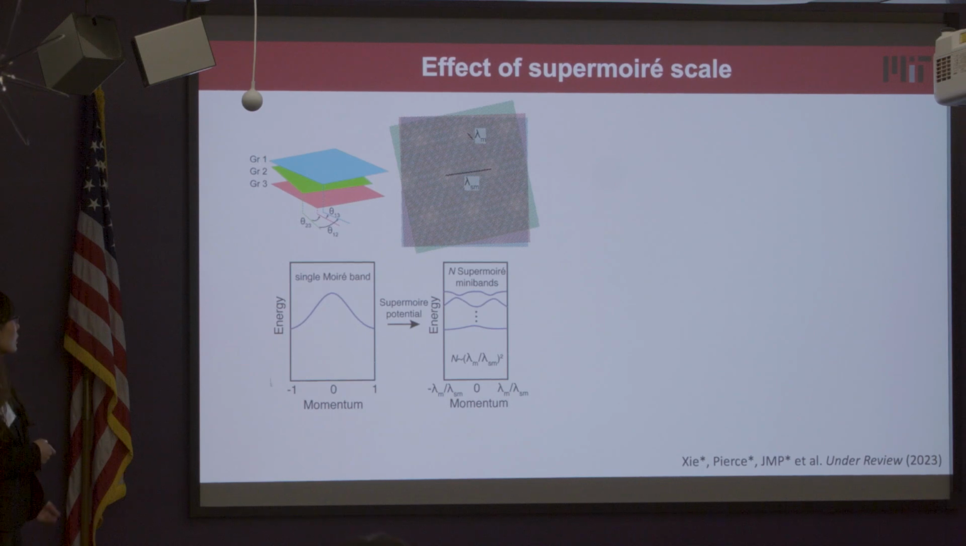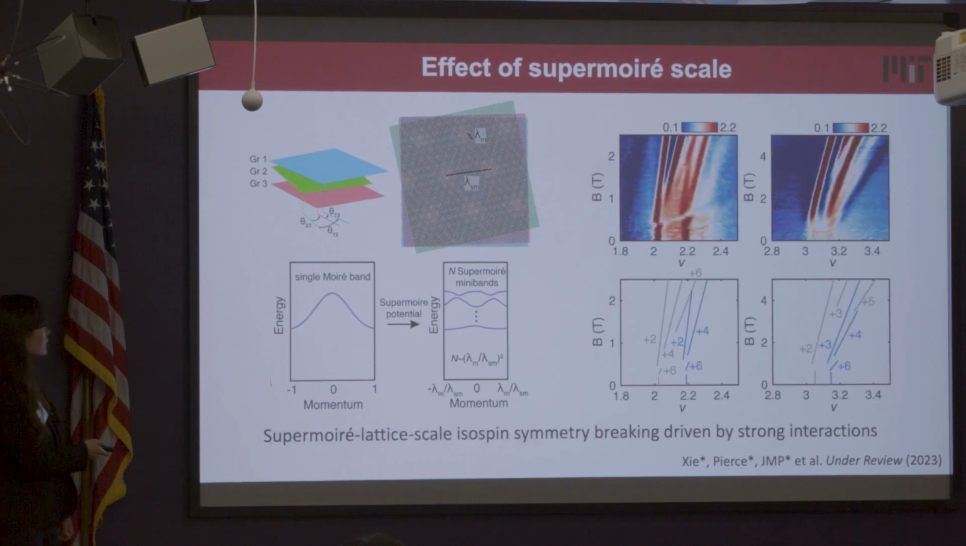But when we use precise local scale probes, we can find that this sort of difference in the twist angles between the first two layers and the second two layers induces a larger scale supermoire pattern. And we can even see that even at that supermoire scale, the flavor symmetry is broken.